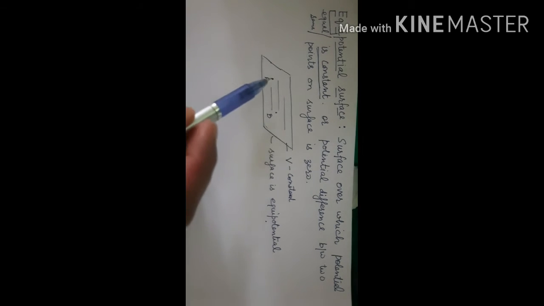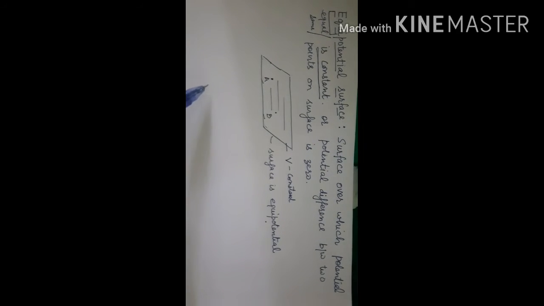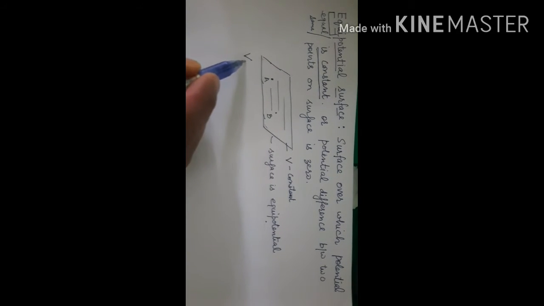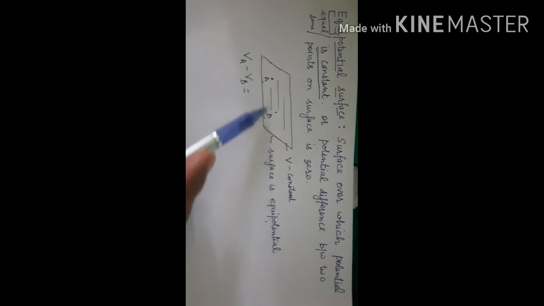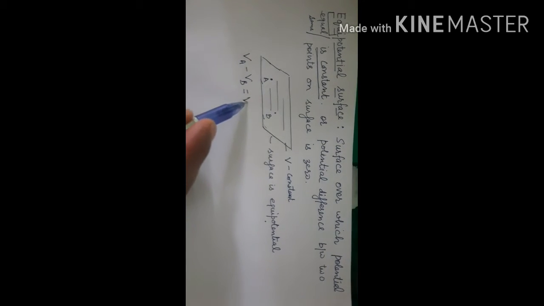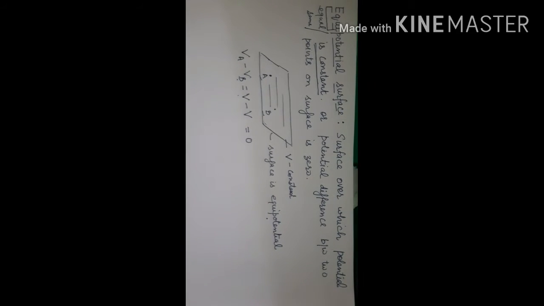Now, if we take two points A and B, then the potential difference between these two points, that is VA minus VB, we know that the potential is the same everywhere on this surface. Then the potential at A is also V, potential at B is also V. So the difference is equal to 0. So for an equipotential surface, the potential difference is 0 or the potential is constant on the surface.